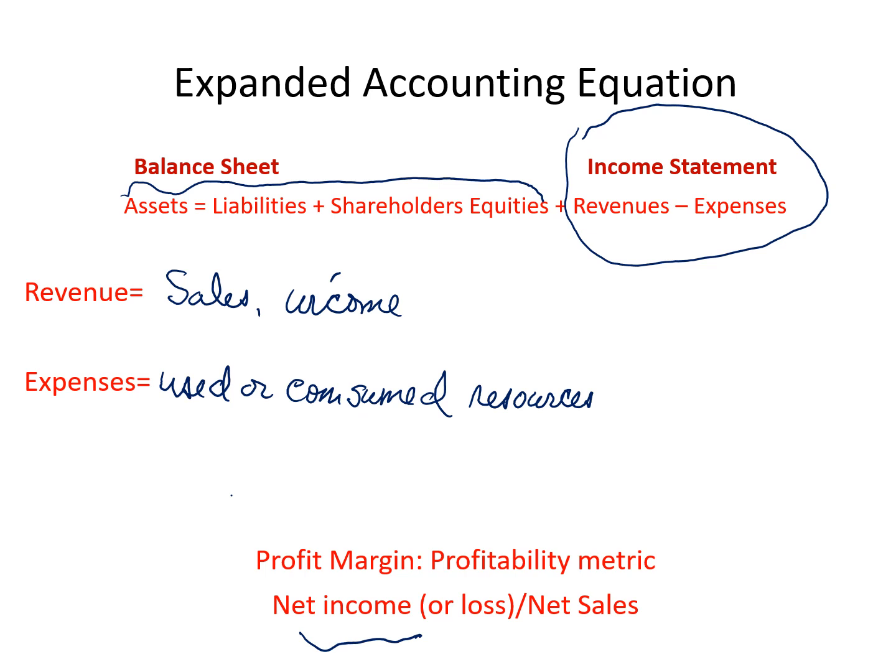Other things that you need to know about is at the end of the period, you take that net income and it gets closed into the shareholders' equity and becomes part of an account called retained earnings. And that's why the balance sheet is made at a moment in time and the income statement covers the period of time.